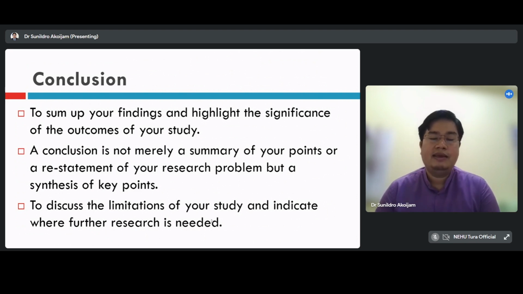Another very important thing that should be reflected in the conclusion. As I said, the conclusion is not merely a summary of your points or a restatement of your research problem, but a synthesis of the key points. Means you have to have a proper synthesis of some of the key points that you have come out with through your research.